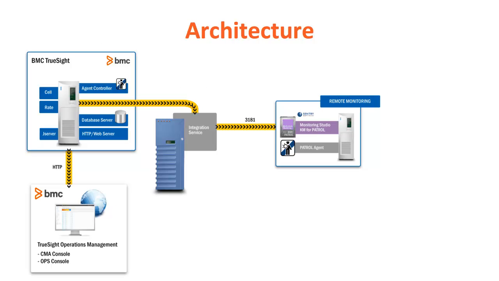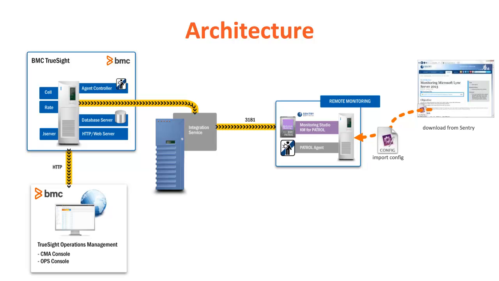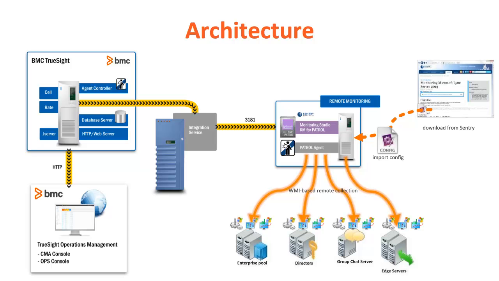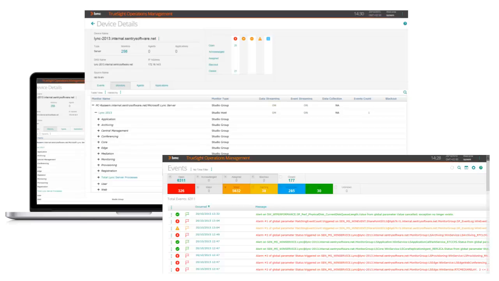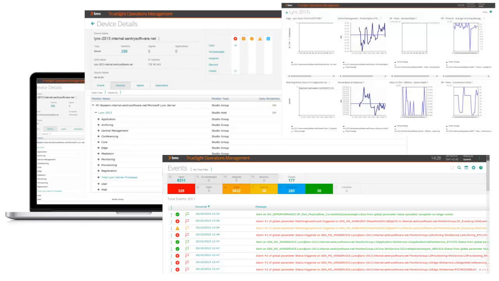The deployment of this monitoring template is really easy. You just have to download the template from the Sentry website and import it into BMC Patrol Agent. After specifying the installation directory of Microsoft Lync, Monitoring Studio will automatically create the monitored elements in the TrueSight console. Here is a quick overview of what it looks like in BMC TrueSight Operations Management. We can see the hierarchical organization of the monitors, the events associated to Lync, and its various performance metrics, just like you would expect a standard application to be monitored.